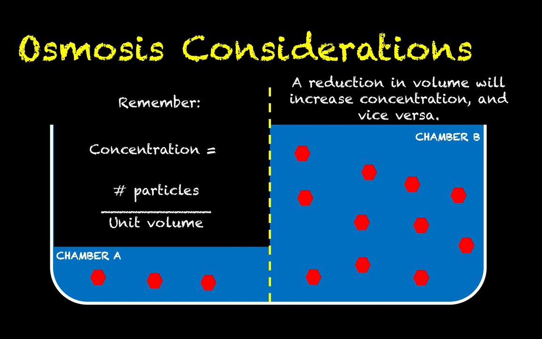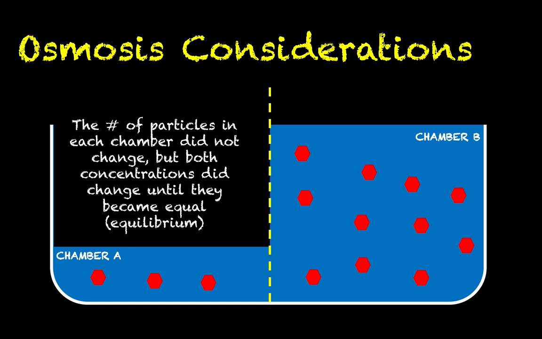A reduction in volume will increase concentration, and an increase in volume will reduce concentration. So the number of particles in each chamber did not change, but both concentrations did change because they became equal because of the change in volume. That is establishing equilibrium for both solute and water. So you'll notice that each glucose molecule is about equally spaced apart, which is as good a measure of any of concentration. Highly concentrated molecules will be very closely packed together. Very sparsely concentrated molecules will be very far apart.